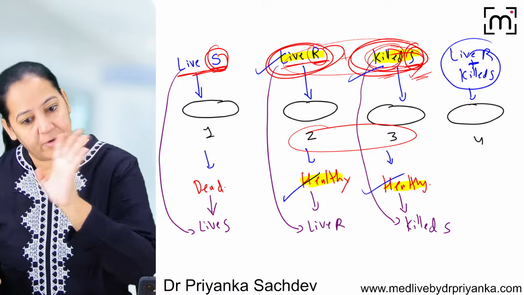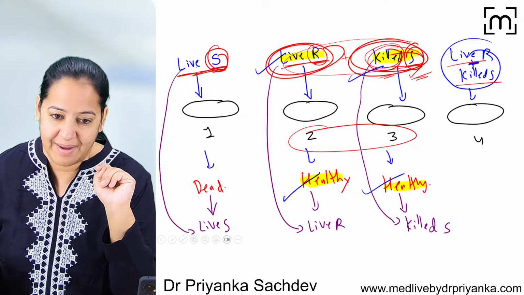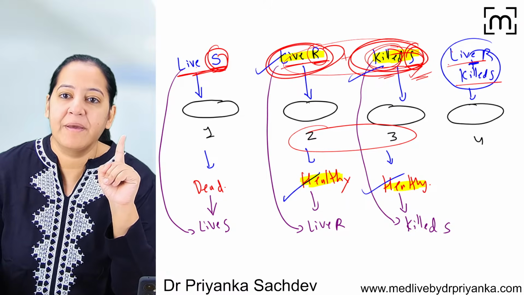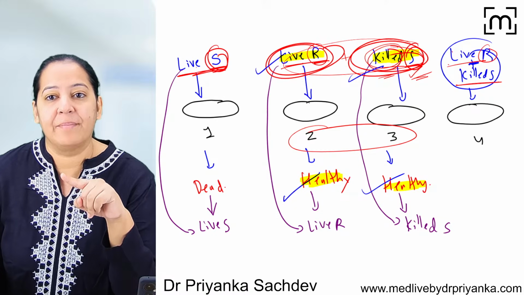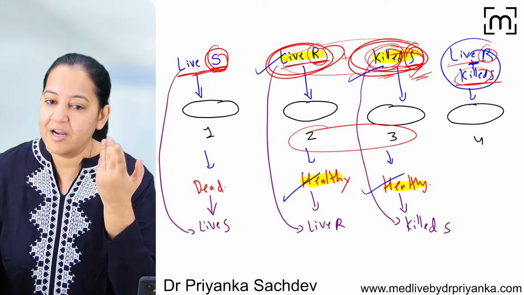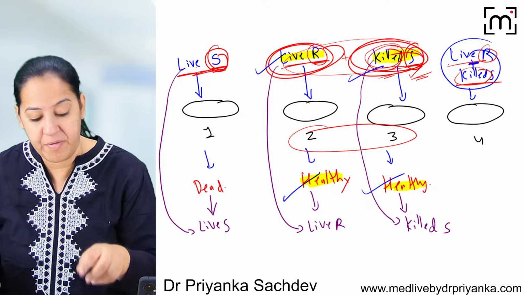So I was expecting here also the mice is healthy because neither live R nor killed S can kill the mice. Live R cannot kill because it is R. R is avirulent. And killed S cannot kill the mice because it is a killed one. Killed bacteria cannot kill. So each of them individually cannot kill, but it is an eye-opener experiment.